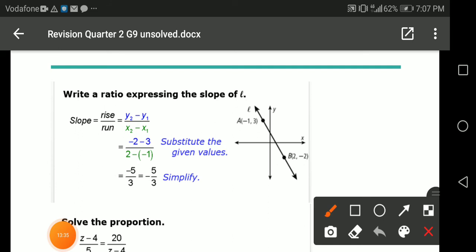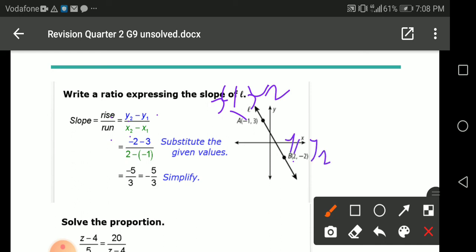Okay, let's complete. Write the ratio expressing the slope of L. The slope is rise over run, remember. So we have y sub 2 minus y sub 1 all over x sub 2 minus x sub 1. Here this one is x sub 1, this one x sub 2, and here y sub 1, y sub 2, right?